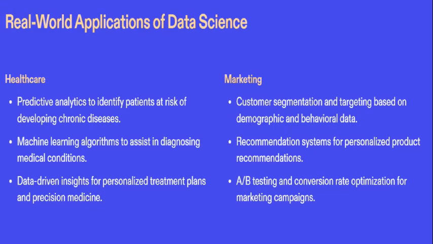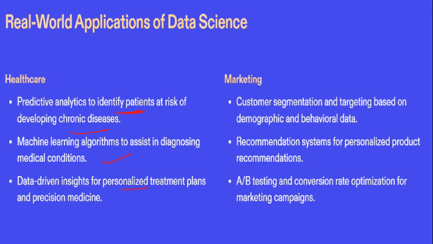For real-world applications, I just selected two. First is healthcare, where you can use predictive analytics to identify patients at risk of developing some chronic disease, and use machine learning to assist in diagnosing medical conditions, where you can be more reliant on data-driven insight for personalized treatment and also plan for precision medicine. So this goes towards applying machine learning or data science in the healthcare industry.